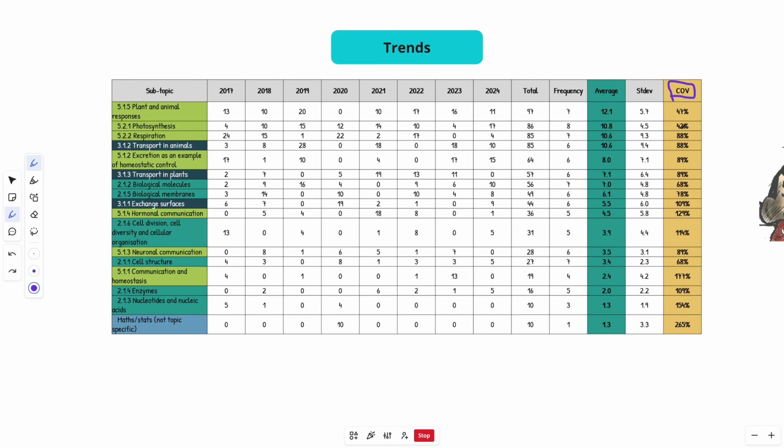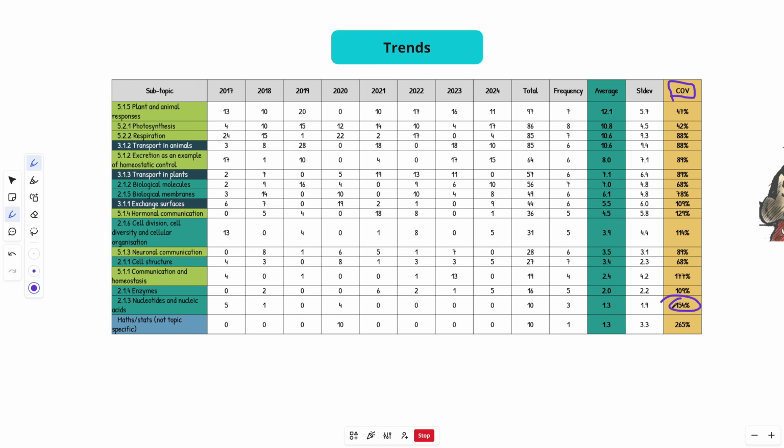So the top ones, which are the closest, which also happen to be the highest averages and the highest marks, are plant and animal responses and photosynthesis. About double that percentage, you've got respiration and transport in animals. You've also got these, which are fairly the same COV as well, excretion and transport in plants. And you can work your way down the list and see what's going on here. But you've got something like nucleotides and nucleic acids. There's a lot of zeros here, guys, which means that it's going to have a high COV.